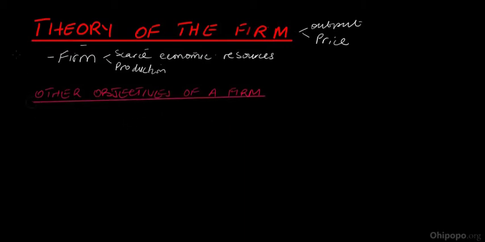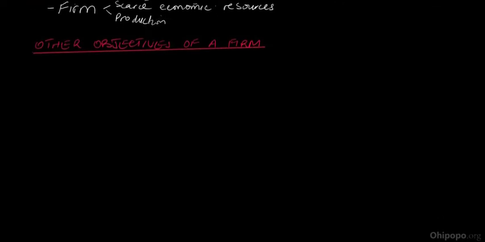Now, apart from maximizing profit, which is the most important objective that most firms pursue, there are also some objectives that the firm will pursue for it to survive. The first that we are going to see will be market domination. Market domination, which means that the firm wants to dominate the market.